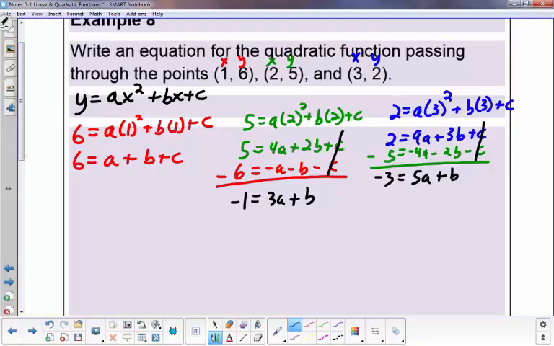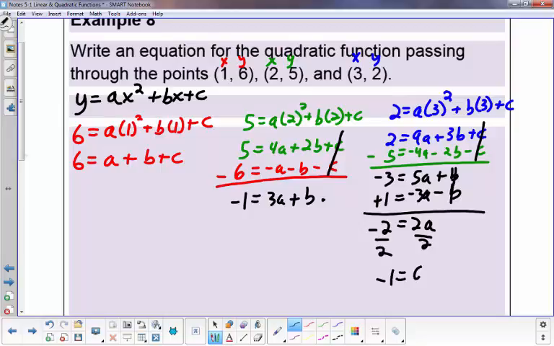Now look at this. I have 2 separate equations. Both of them, I've now eliminated my c's. I have a's and b's. I can solve this because I know how to do a system of equations with 2 variables. They both have a single b, so I'm going to do elimination. I'm going to subtract the second one from the first one, and I'm going to get 1 equals negative 2a minus b. When I do that, my b's cancel out. I get negative 2 equals 2a. Divided by 2, negative 1 equals a.